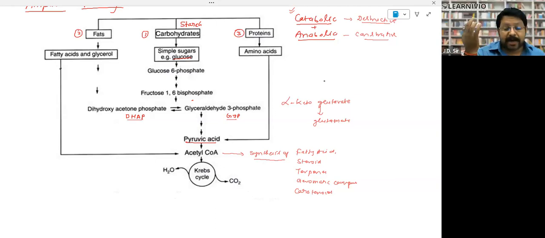What is the anabolic pathway? Anabolic pathway is where synthesis is taking place, formation is taking place. Like photosynthesis, carbon dioxide and water are utilized and formation of glucose is taking place. That is synthesis. Means something is formed, right? Formation of something taking place, synthesis of something. That is called anabolic pathway. The process where both of the pathways go on, we call that amphibolic pathway. Got it or not?